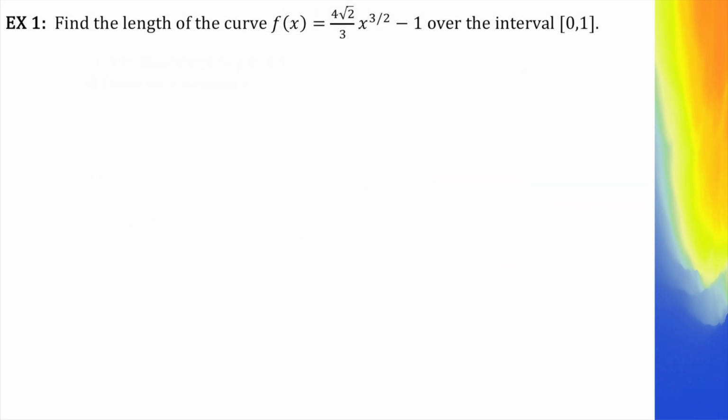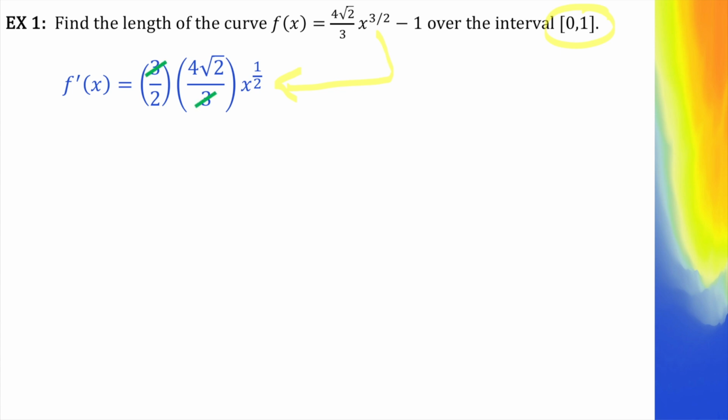So let's practice this. Find the length of the curve f of x equals 4 root 2 over 3, x to the 3 halves minus 1 over the interval 0, 1. So they've provided us with our bounds. And based on our formula, the first thing we need to do is find the derivative of our function.